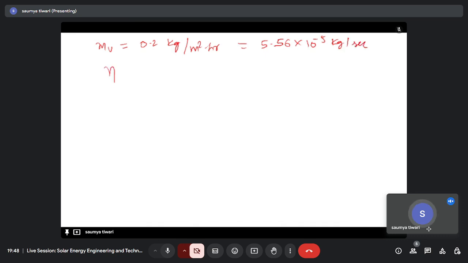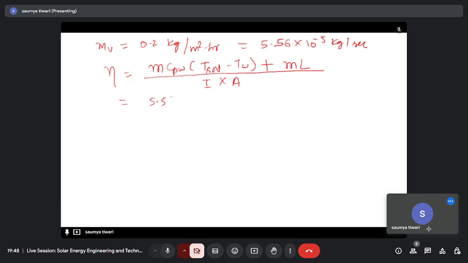Now you know the efficiency formula. This is your sensible heating, from whatever temperature water is at to its saturation temperature, plus your latent heat. Your input is whatever flux is coming onto a particular area. So if you put all the values, it will be 5.56 into 10 to the power minus 5. You can take m common. Cp will be 4.18, it's in kilojoule, so in joule we multiply it by 10 to the power 3.